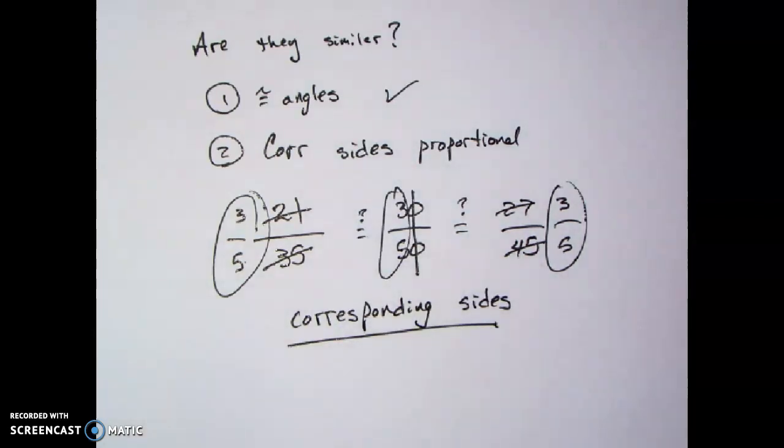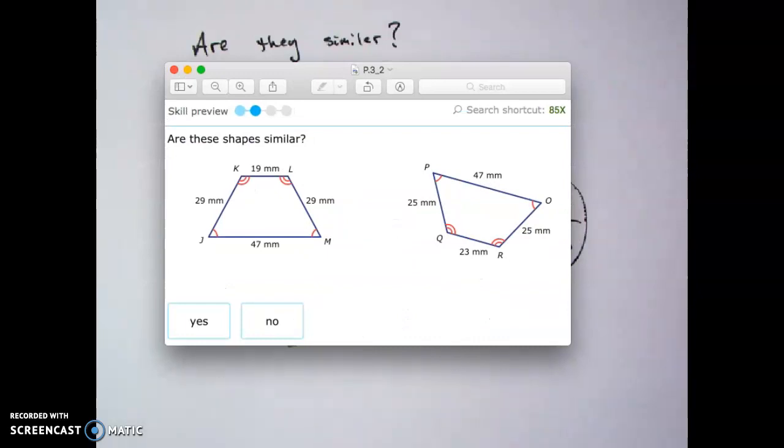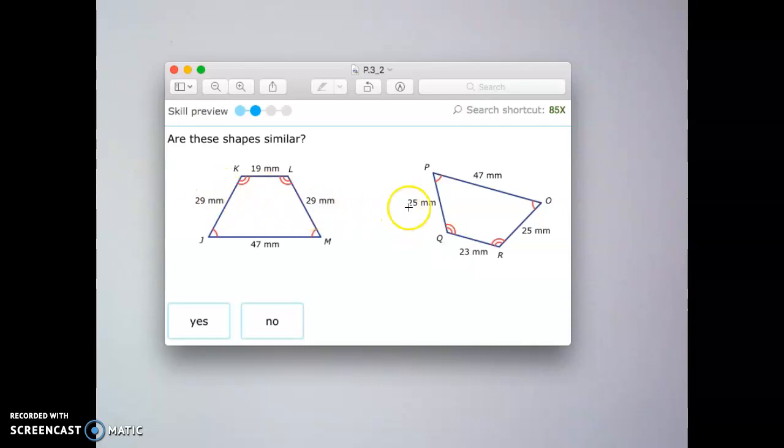So then, in our next example, same idea. Now we're asked, are these two figures similar? As we set this up, what we're trying to look at is these corresponding sides. Again, we're dealing with trapezoids, and we have these congruent angles. Here my short side is 19. Short side here is 23. Those would need to be corresponding. Then we have our 29 and 29. Here's a 25 and a 25. And then here's our 47, and this is also 47. So the longest side in this trapezoid and the longest side in this trapezoid are the same.